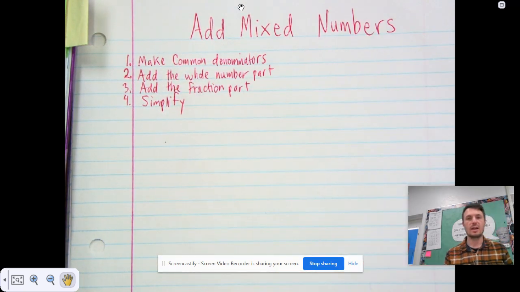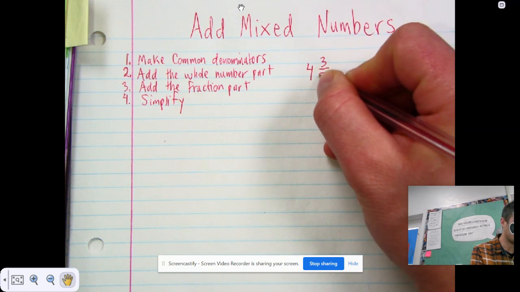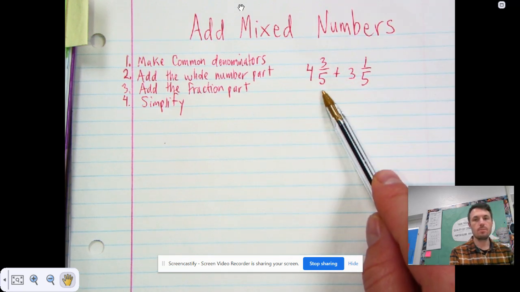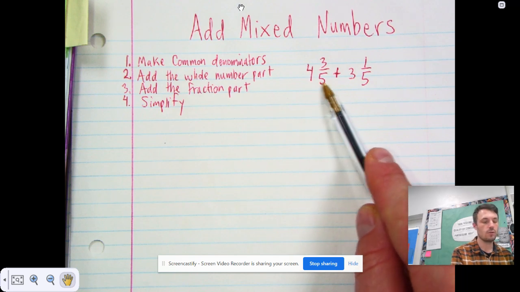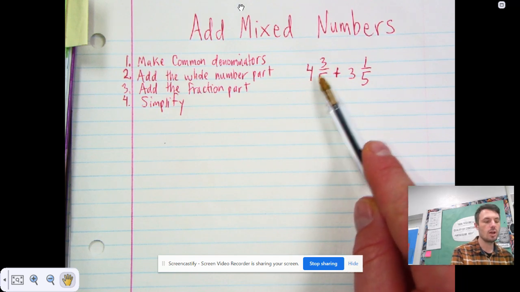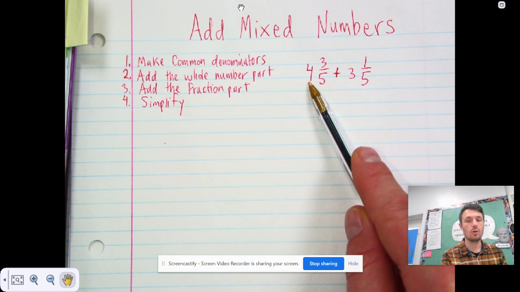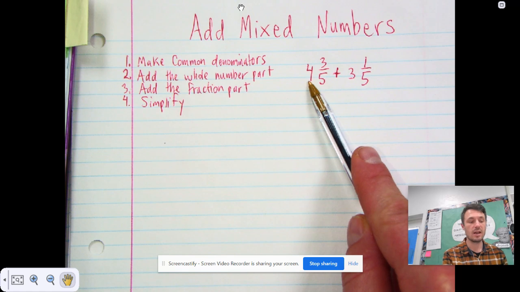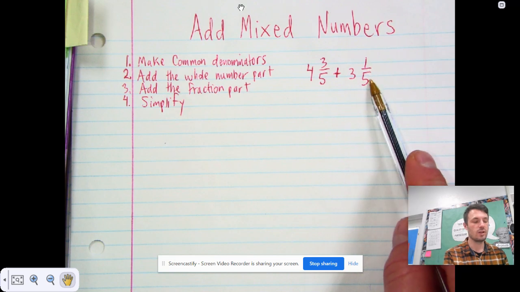Okay, let's apply these steps to a problem where we have to add mixed numbers. Let's say we have to add 4 3/5 plus 3 1/5. So these are both mixed numbers because they have a whole number part and a fraction part. 4 3/5. 4 is the whole number part. 3/5 is the fraction part. That's what makes it a mixed number. It's a number that has a whole number part and a fraction part. And the way you say it is by saying the whole number, then saying the word and, then saying the fraction. 4 and 3/5. 3 and 1/5.